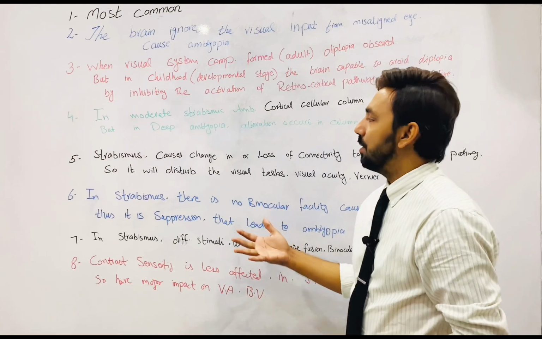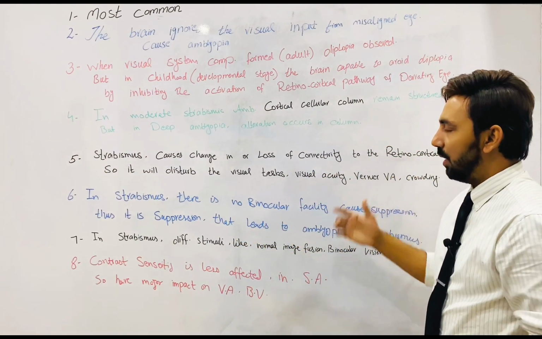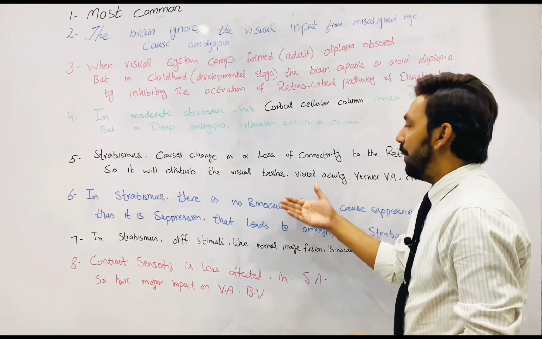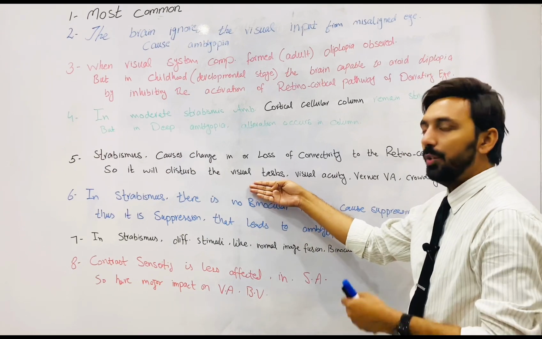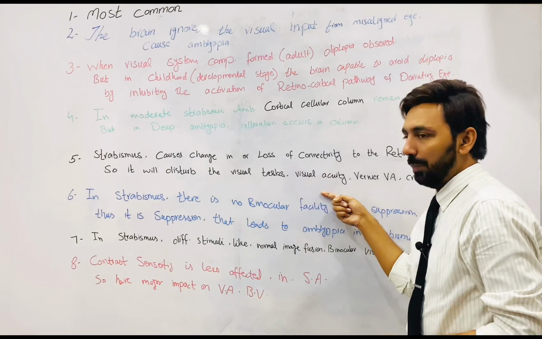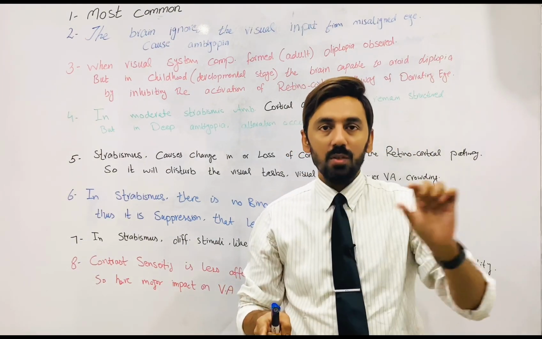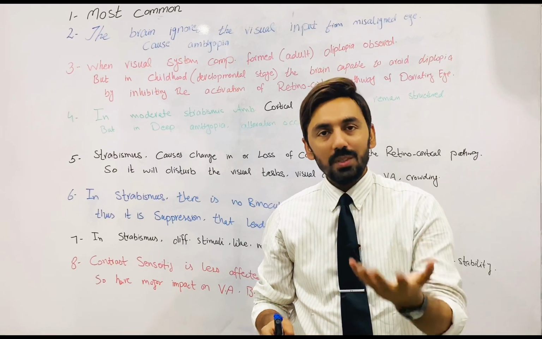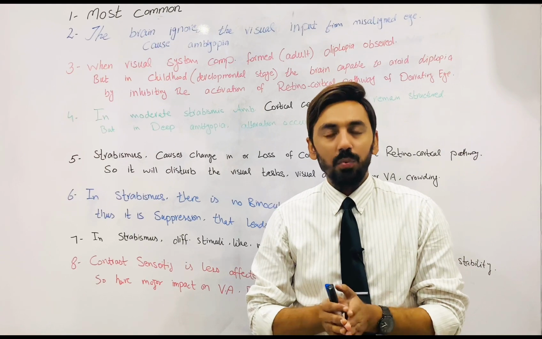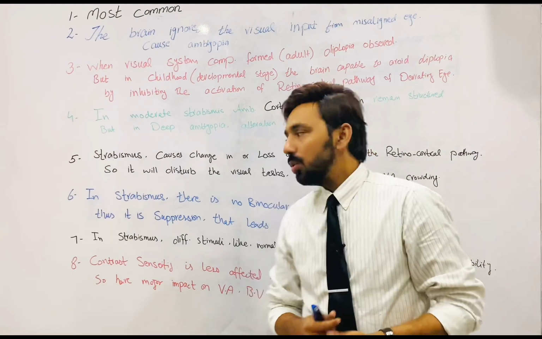So due to that disturbance in the connectivity of the retinocortical pathway, different visual tasks will get disturbed. And what are these visual tasks? Like visual acuity. If your eye is deviated, if strabismus is there, your visual system will get disturbed, and when your visual system gets disturbed, then your visual acuity will be lost. Your visual acuity will progressively and slowly get lost, right? So this is the first sign.